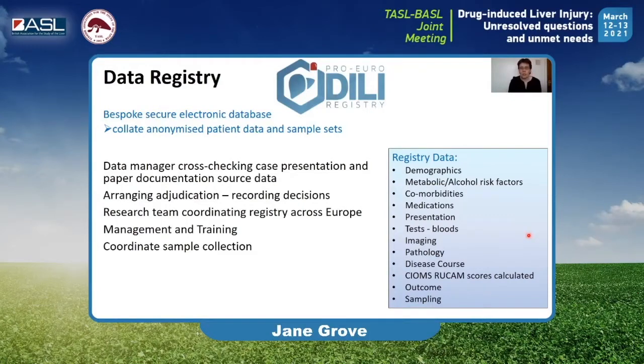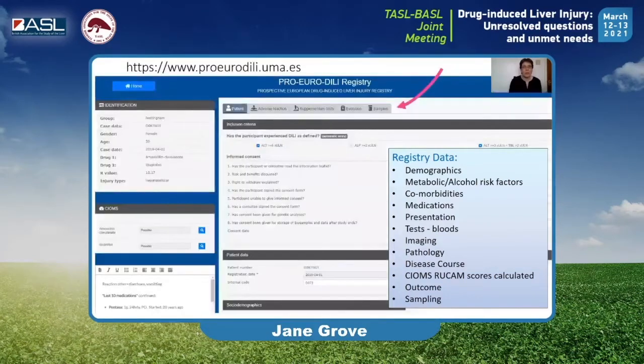The data is cross-checked at the adjudication phase, so it is accurate with the clinical overview and paper case report form. Also, the data management system calculates the SEOMS and RUCAM scores and collates the adjudication decision. This is then linked to the samples collected and stored, which are available for assays. This is what the database entry looks like. At a glance, you can see the causal drugs, scores, and then you have separate tabs for each data type and across each sample visit.